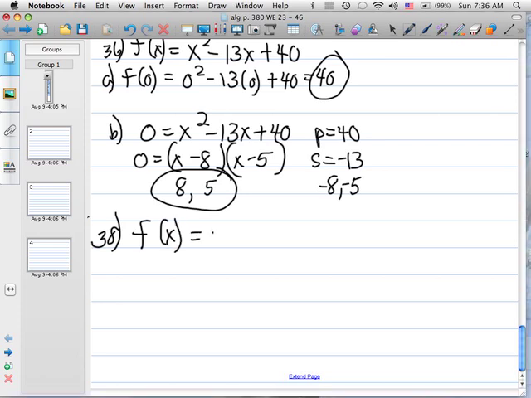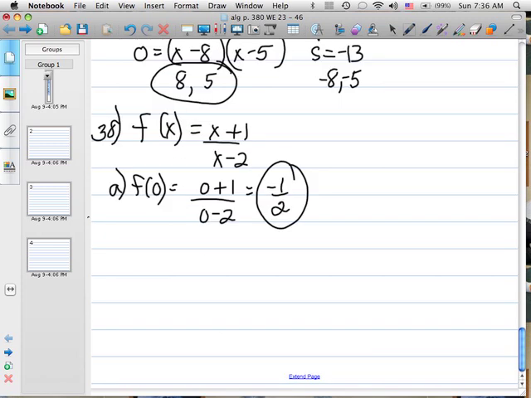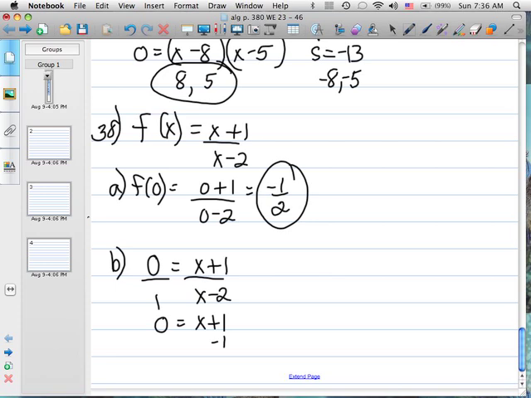The function is f of x equals x plus 1 over x minus 2. First step, A, is to evaluate the function at 0. So we have 0 plus 1 over 0 minus 2, which comes out to negative 1/2. Part B is to set the function equal to 0, so 0 equals x plus 1 over x minus 2. And we can use cross products. So 0 times x minus 2 is 0, and 1 times x plus 1 is x plus 1. Subtract 1 from both sides, and x comes out to negative 1.